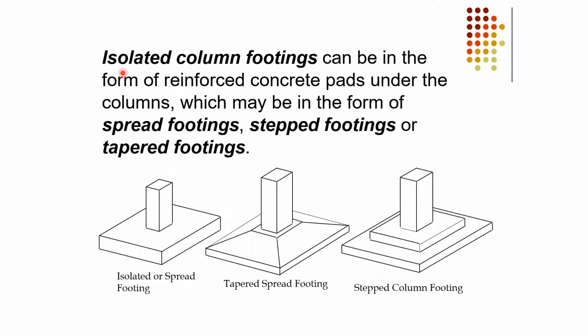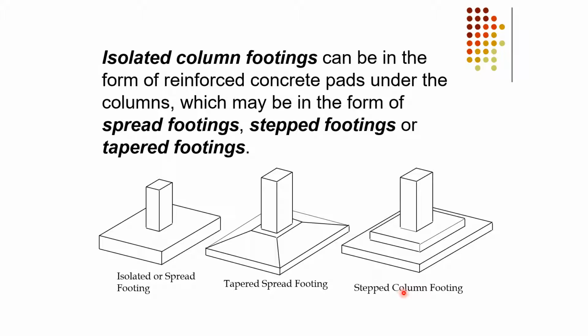The next footing type is the isolated column footing. Here is a column, here is a footing pad, so this is an isolated footing, or you can also say a spread footing. Here is a tapered one. I have already discussed that the moment near the support, meaning near the junction, is more, and at the free end the moment is less. This footing is also designed, away from the support, as a one-way slab. So that is a tapered spread footing.